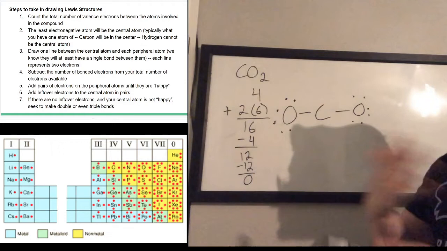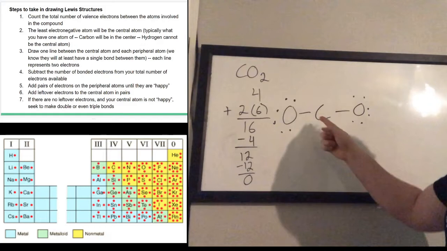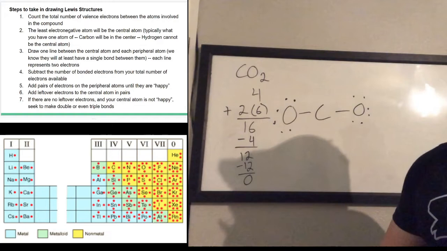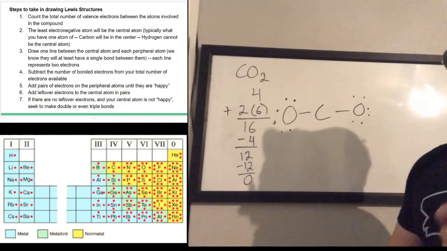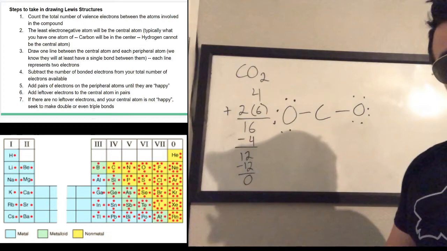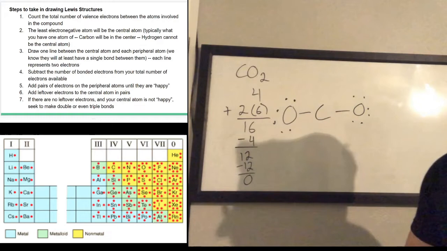Well, you have to double check to see that everyone is happy. My oxygens are good. They each have 8 electrons. But my carbon only has 1, 2, 3, 4 electrons. That's a no-go. We're not going to get into this relationship unless it makes everyone happy. And so the very last step on your rules is if you have utilized all of your electrons and your central atom is not happy, seek to make additional bonds, which means now we can borrow electrons from our outside, our peripheral atoms, and make double or perhaps even triple bonds if necessary in order to make every atom happy here.